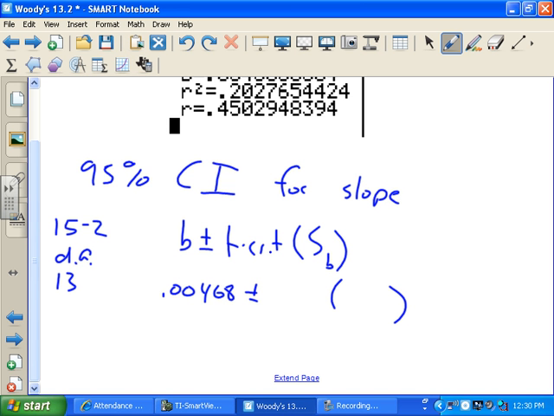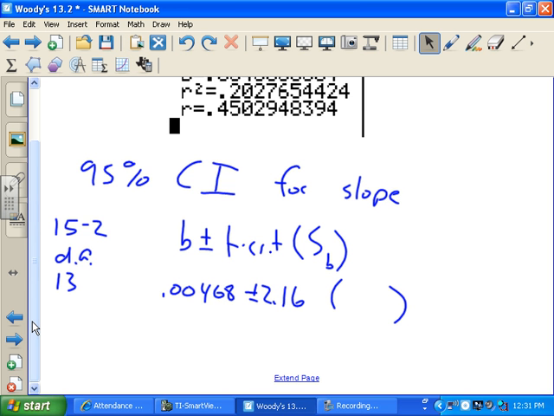We need the T crit at the 95% confidence interval. You can get that off your formula sheet, or you can inverse T it. I don't happen to have that memorized. We need to inverse T 0.025, and then your degrees of freedom, which is 13. T crit there comes out to be 2.16. Do we agree that the only thing we need at this point is the standard deviation of slope?